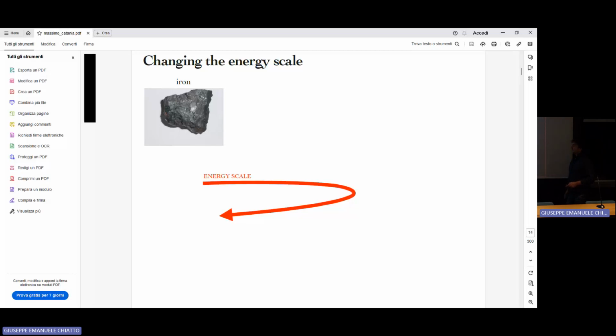But this is not the end of the story, because when you have a thermal medium, there's no strictly stationary bound state.